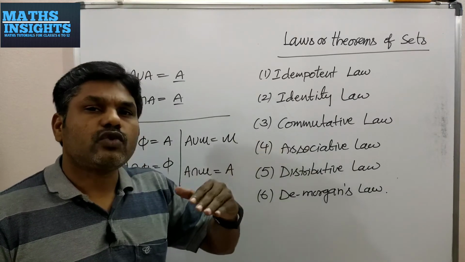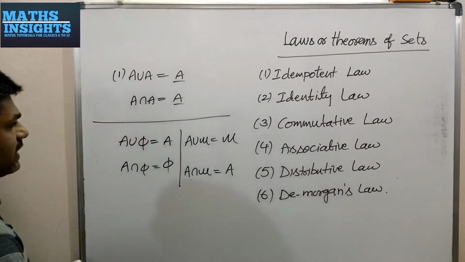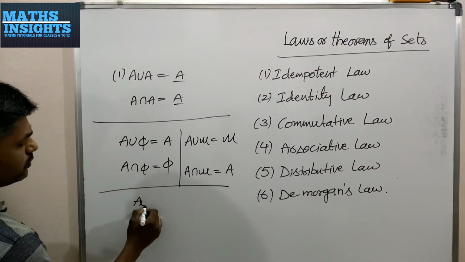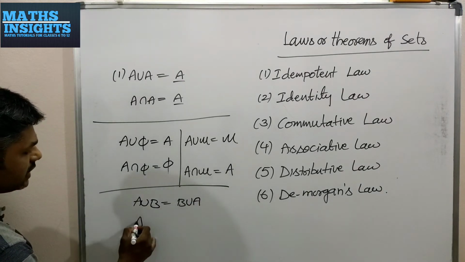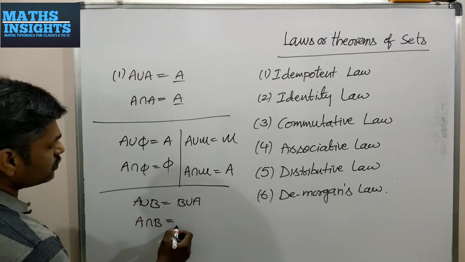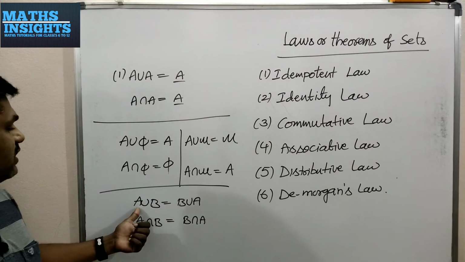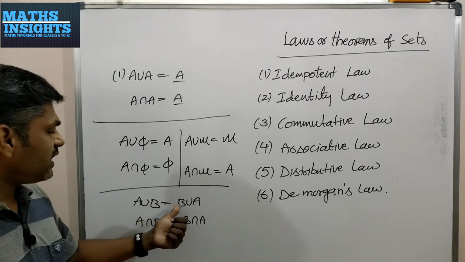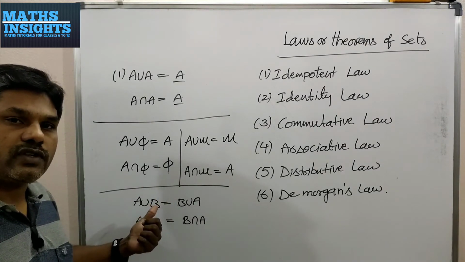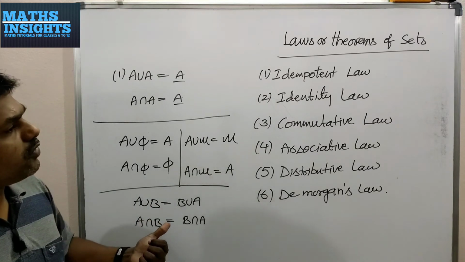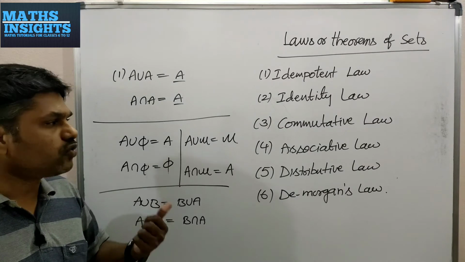So if you take two sets A and B, then its commutative law is written as A union B is equal to B union A. Similarly, A intersection B is equal to B intersection A. That means instead of writing it in first place, you may write it in second place also. You may get the same answer in both cases. These are called commutative laws under intersection and union of two sets.